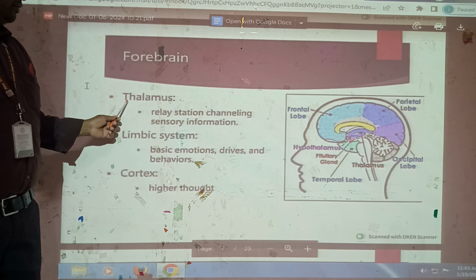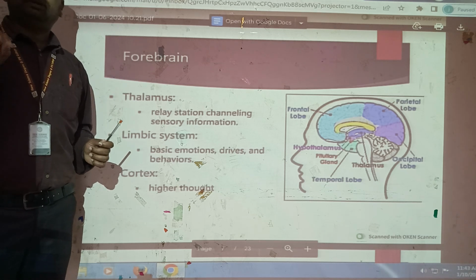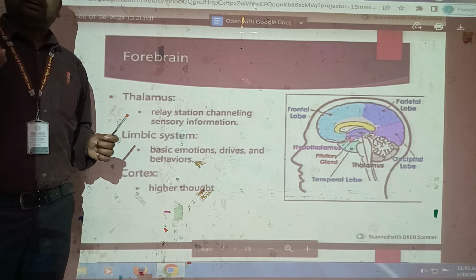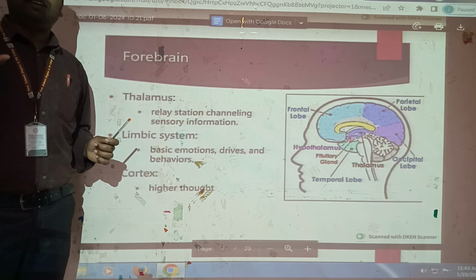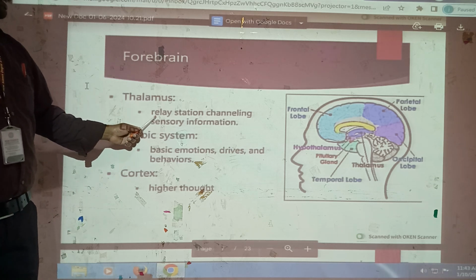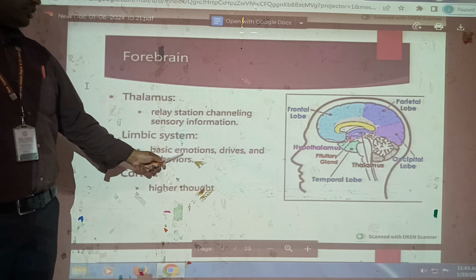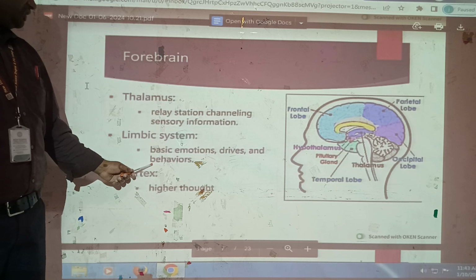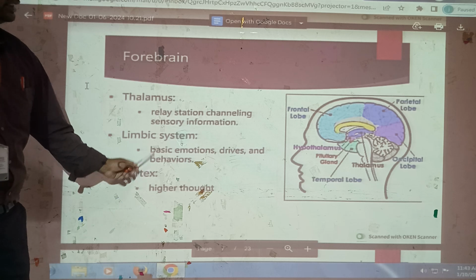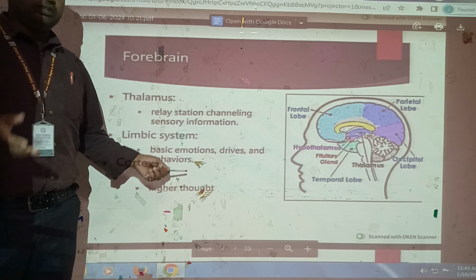This is the forebrain. The main parts of the forebrain are the cerebrum, the large brain, and after that the diencephalon. Next, the olfactory nerves and olfactory lobe, which are mainly for the identification of smell. This is very important. In the forebrain, the thalamus is a relay station connecting sensory information; the limbic system handles basic emotional drives and behaviors; and the cortex handles higher thoughts. These are the main forebrain structures, and the olfactory lobe is also present.